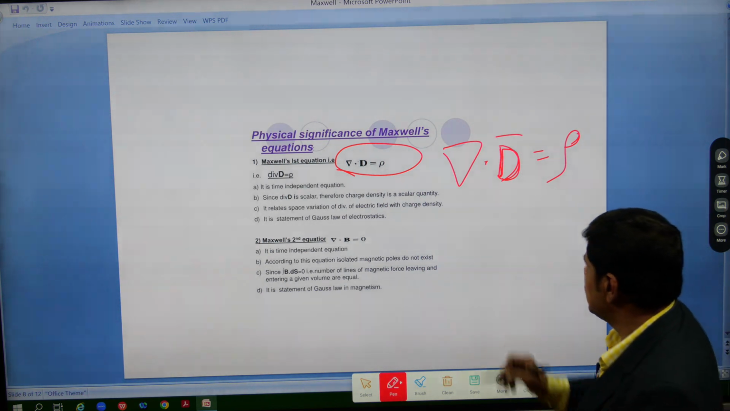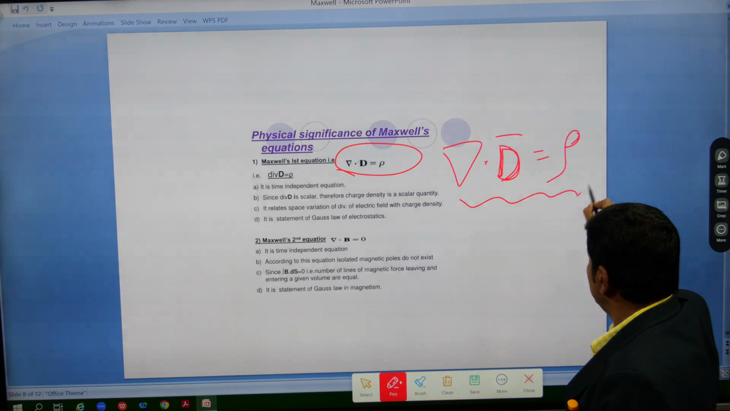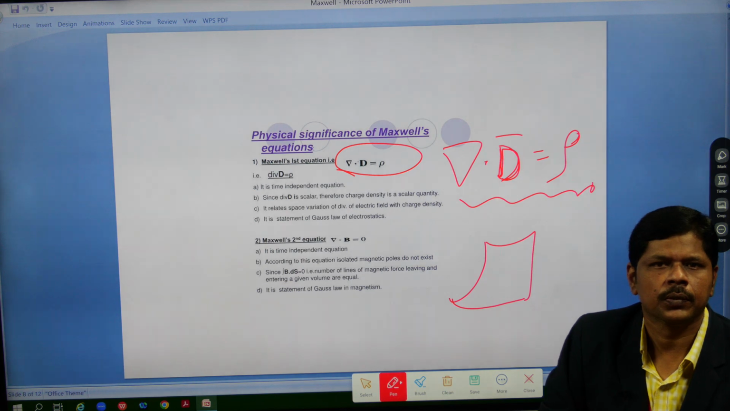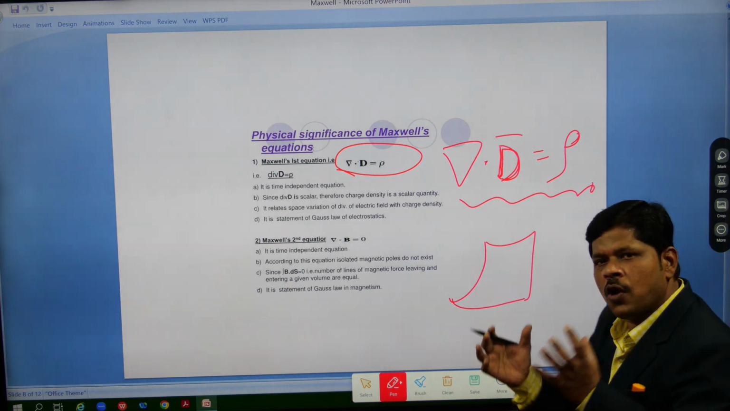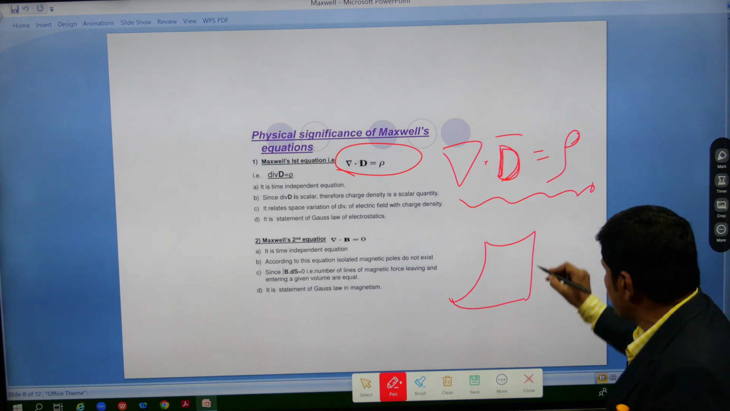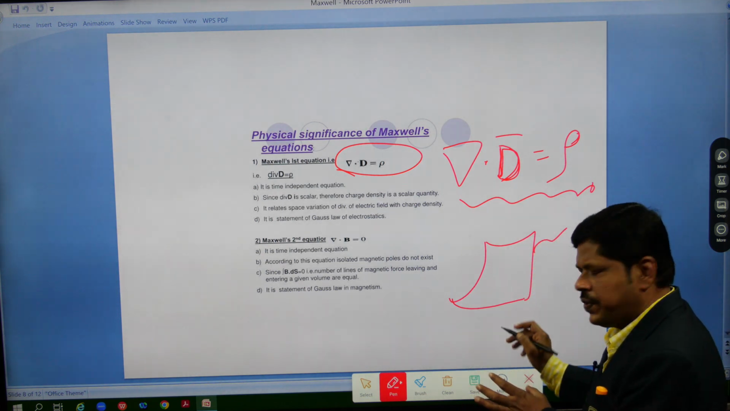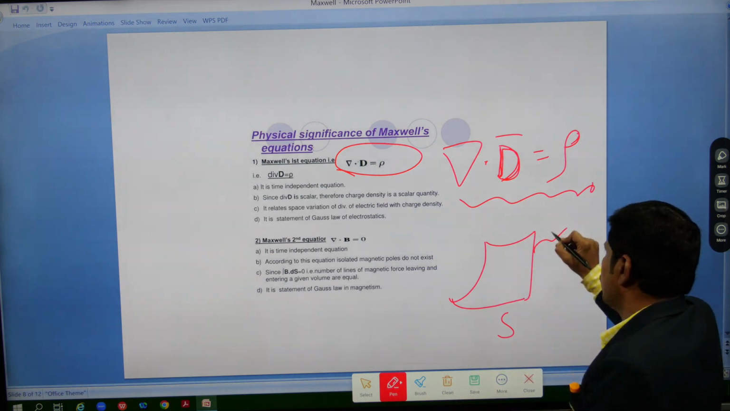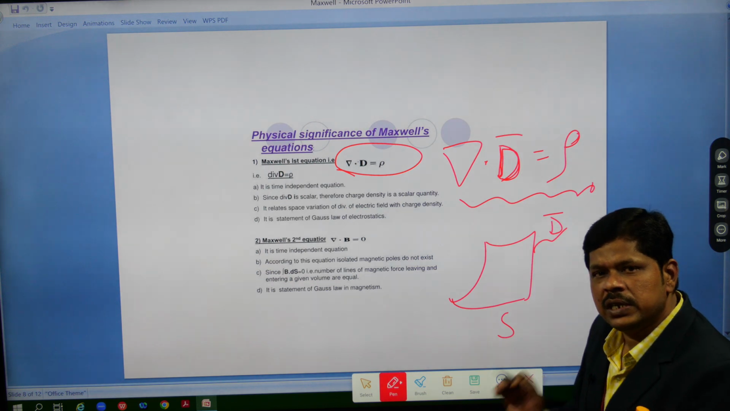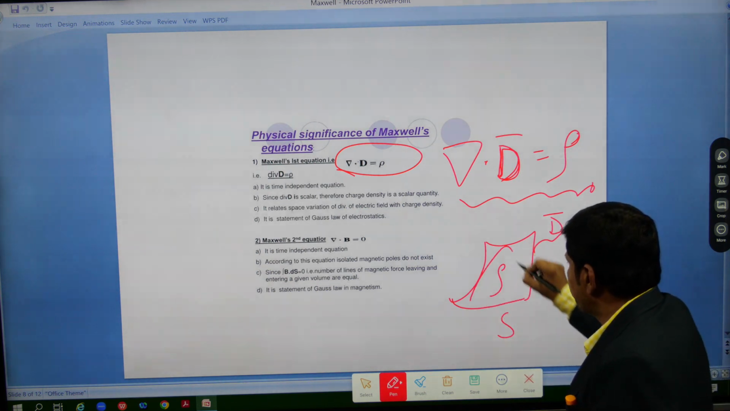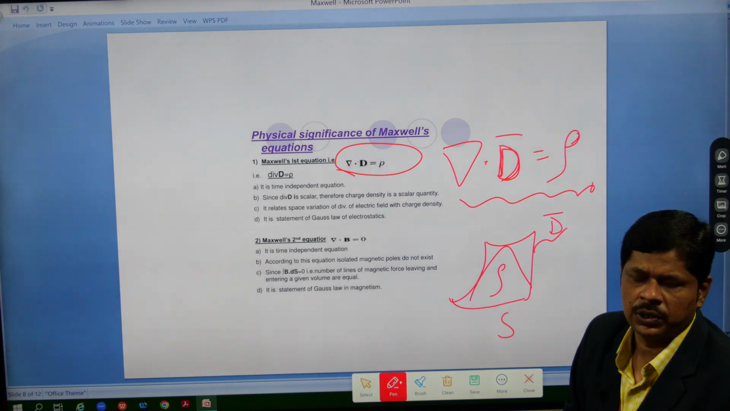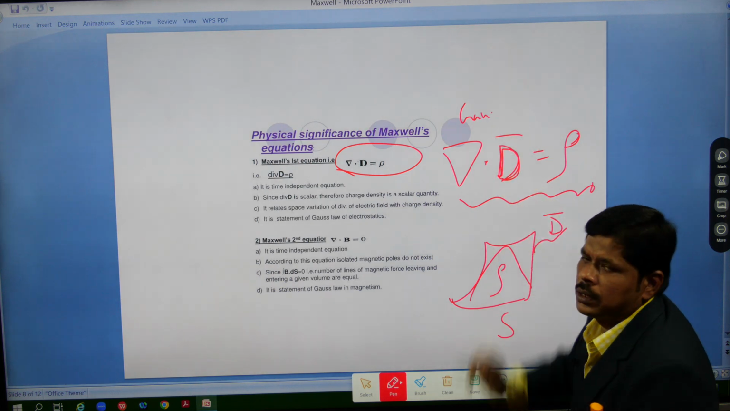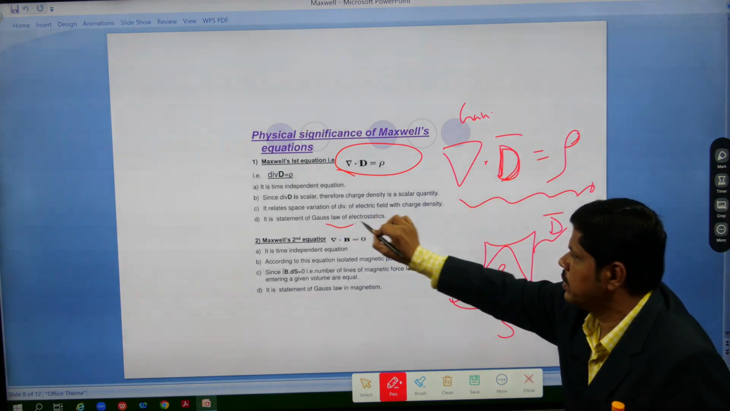To explain this, for example, I have a closed surface S. The amount of electric flux, or the electric force, coming out of this closed surface is D bar, and it is equal to the total charge within the surface. That is the Maxwell first equation. This is also called the Gauss law of electrostatics. That is what is mentioned here.